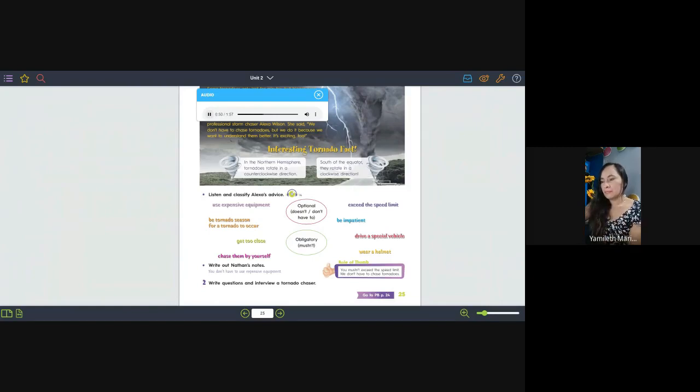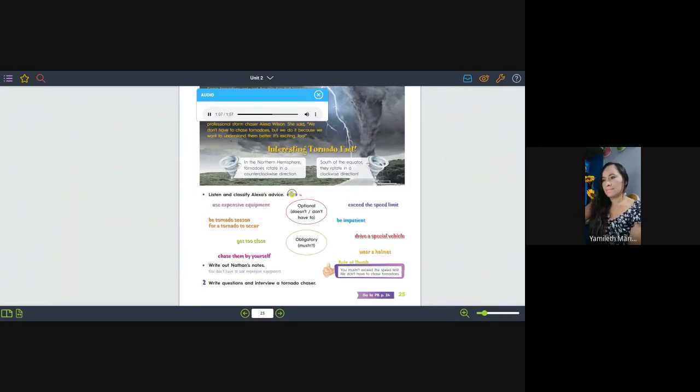Is storm chasing expensive? No, it isn't. You don't have to use expensive equipment. I just carry my cell phone along with a camera and a laptop computer. And you don't have to drive a special vehicle. However, road safety is important, very important.